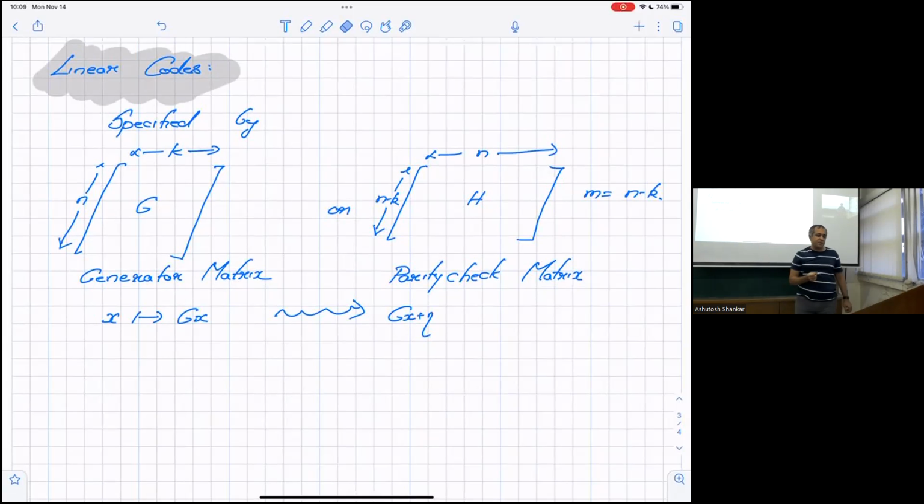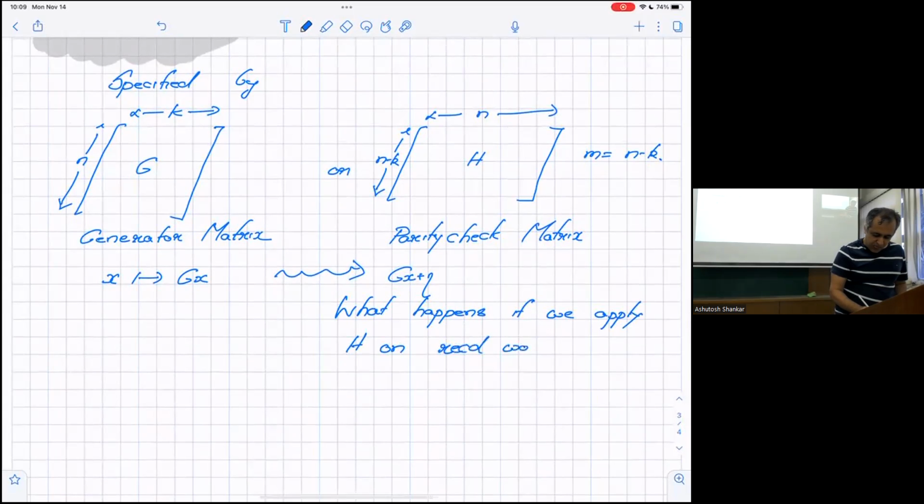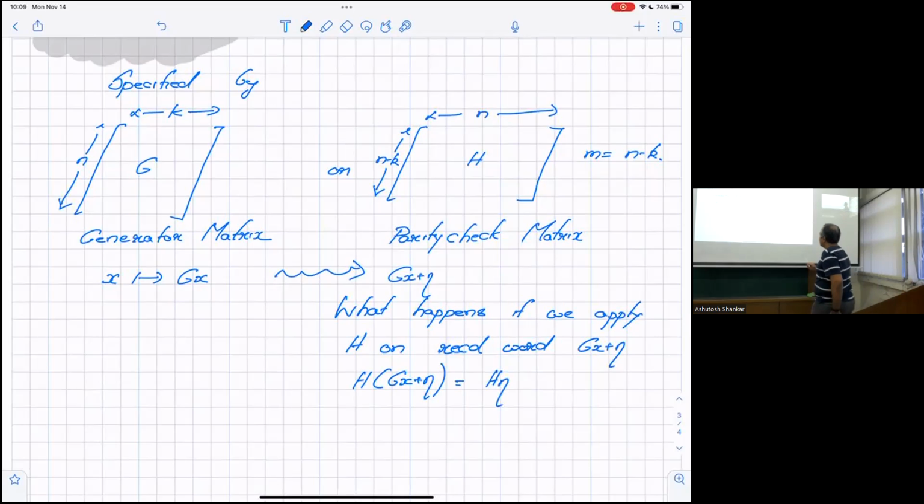When you apply H, what happens? Let's just ask the question. What happens if we apply H on the received word g of x plus eta? The H of g of x plus eta is exactly just H of eta. Now, if you are able to recover x from the received word, that means you can recover eta from the received word. In particular, it means from H eta, you are able to recover eta.